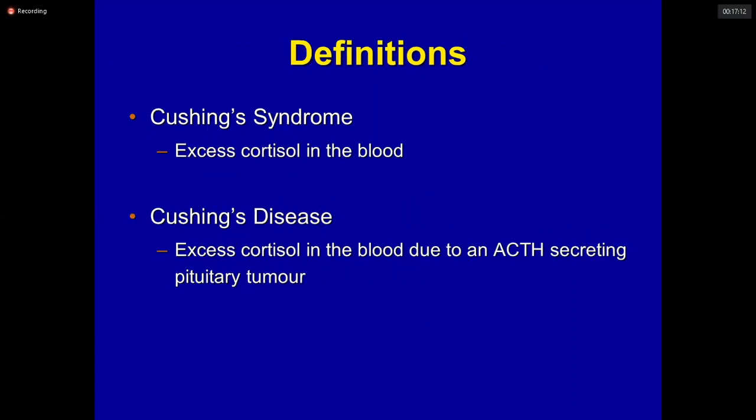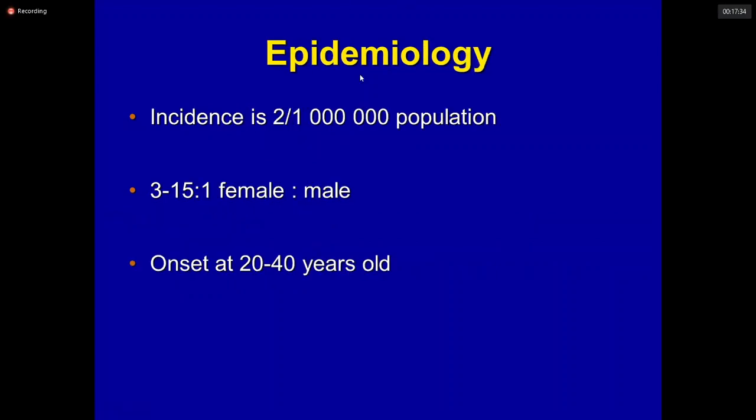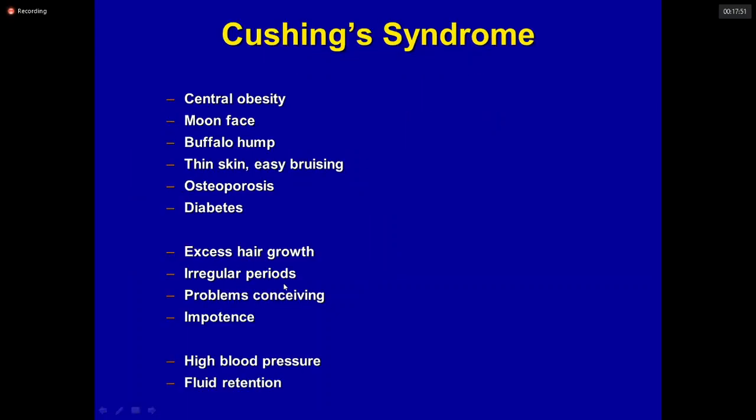By definition, the word Cushing syndrome means excess cortisol in the blood. And when we say Cushing's disease, we mean excess cortisol in the blood due to an ACTH-secreting pituitary tumor. So it's when the pathology is because of a pituitary tumor that we say Cushing's disease. As for Cushing's disease, the incidence is low, 1 in a million. And usually females are more affected than males, and it starts in the younger population, 20 to 40 years of age.